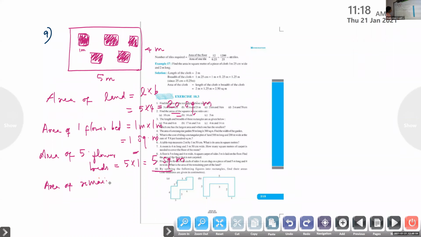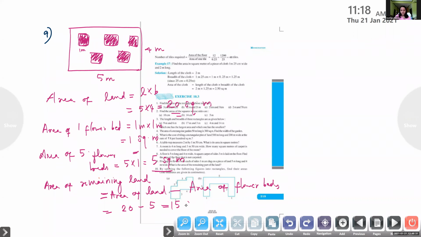Now, area of remaining land equal to area of land minus area of flower beds. Can you see the board? Yes, did you understand the question properly? Yes, ma'am. So 20 minus 5, 15 square meter is vacant.